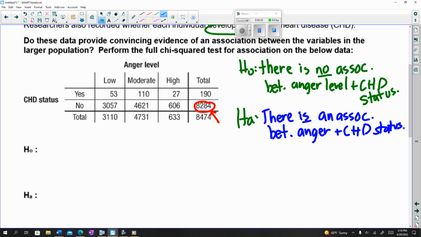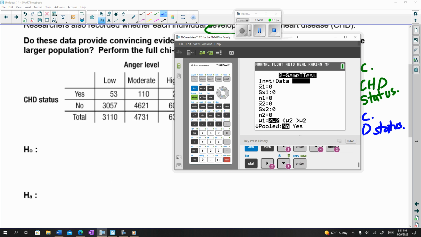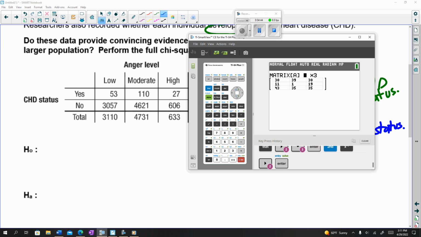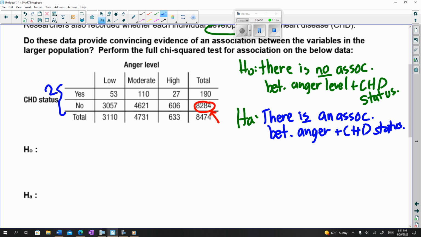So now what we're going to do is enter our data in the matrix again, right? So here we go. We're going to press second x to the -1, go to edit, and hit enter on matrix 1. So notice here again, it looks like we have a 2 by 3 matrix because we have 2 rows for CHD status and 3 columns. So this is a 2 by 3 matrix. Okay.